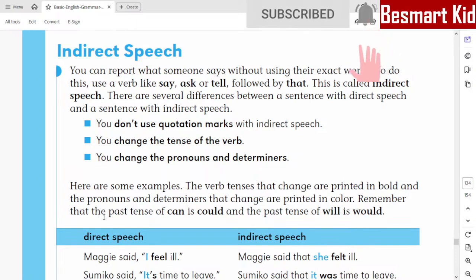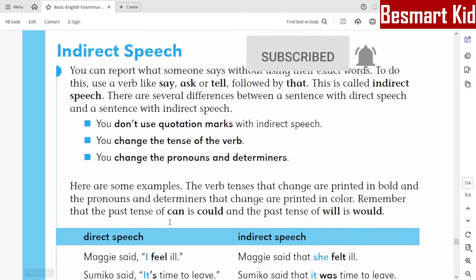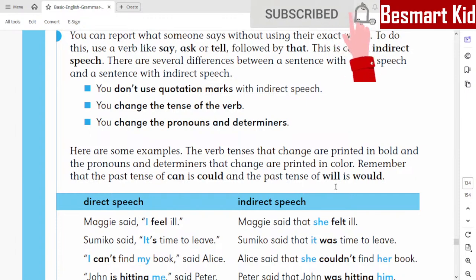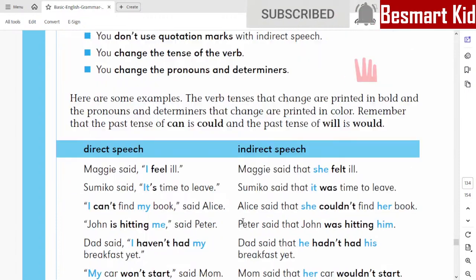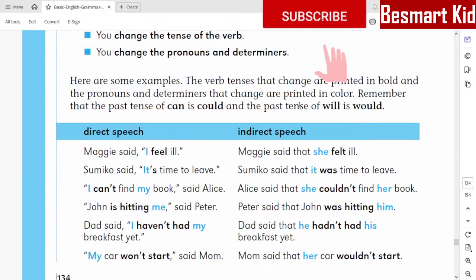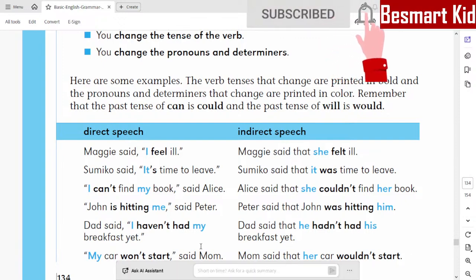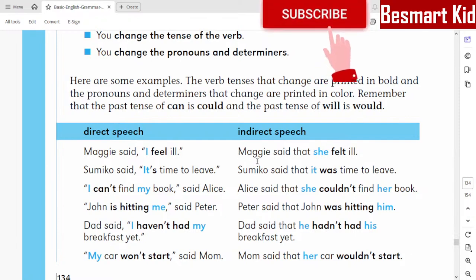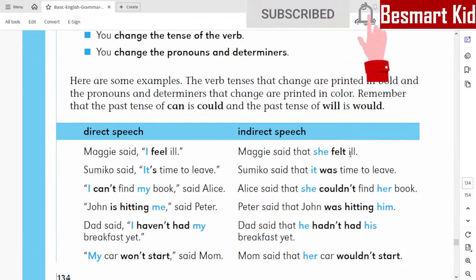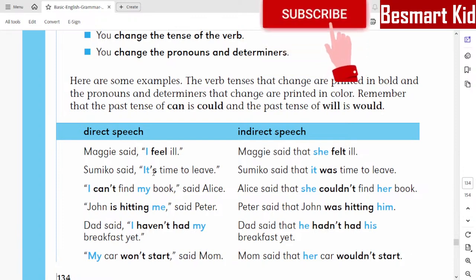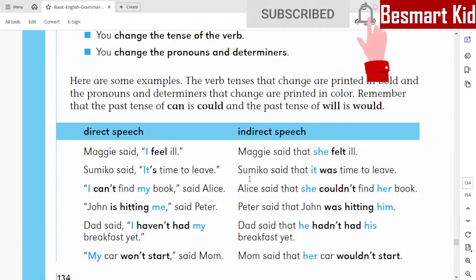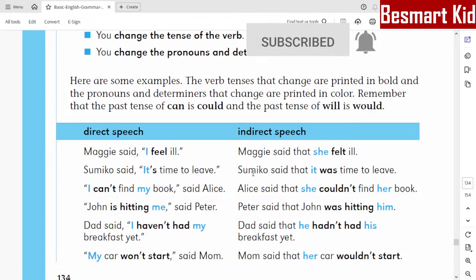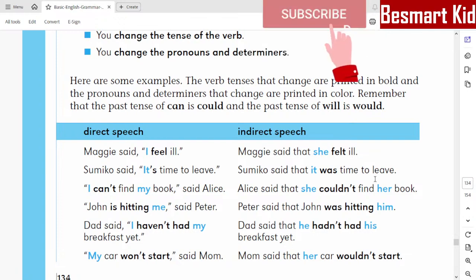Remember that the past tense of can is could. The past tense of will is would. Here we have direct speech, and here we have indirect speech. Maggie said, "I feel ill." Maggie said that she felt ill. Samiko said, "It's time to leave." Samiko said that it was time to leave.